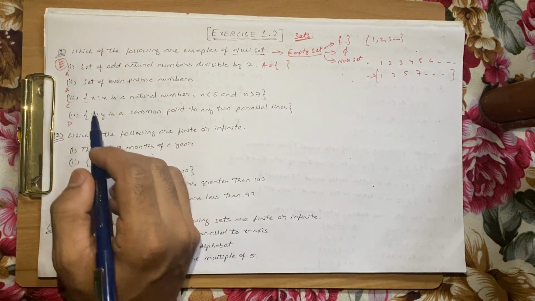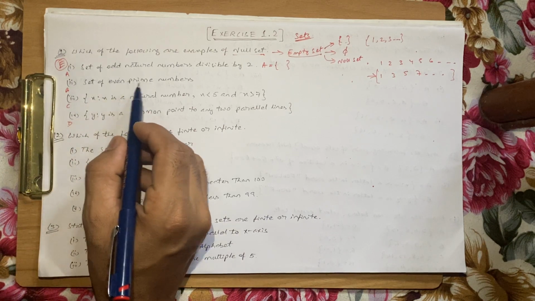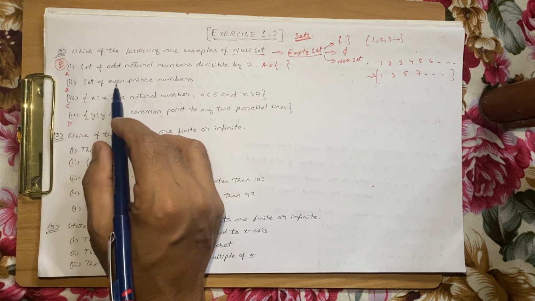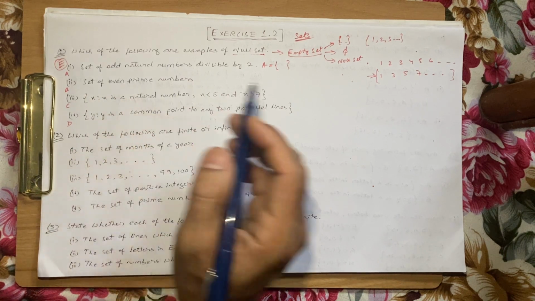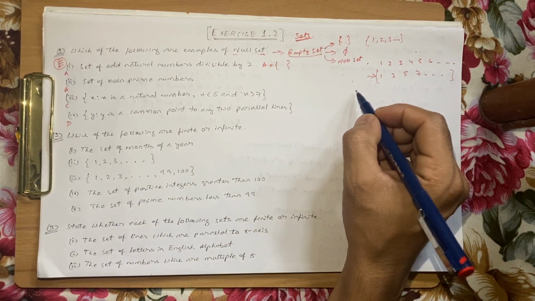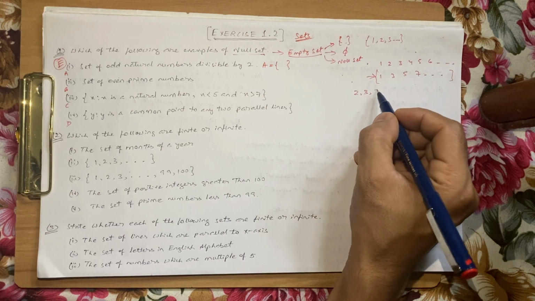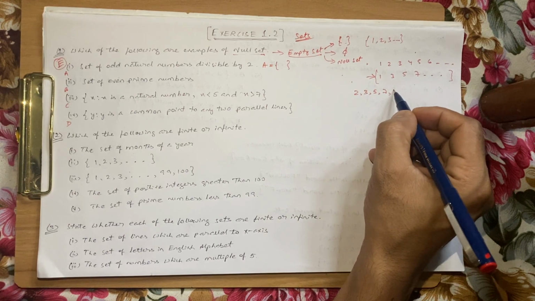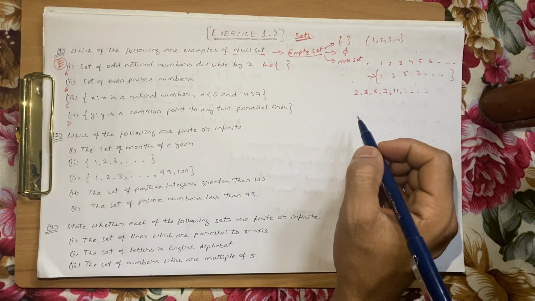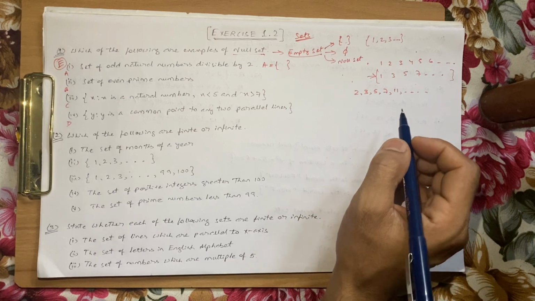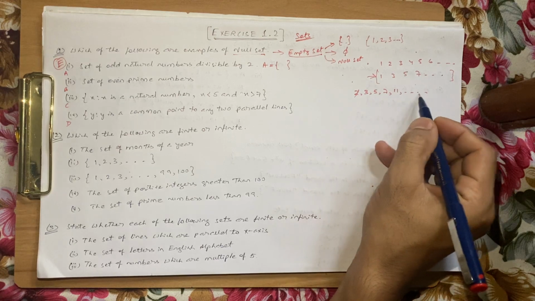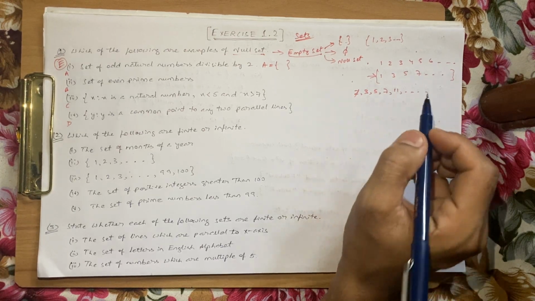I'll write E. Okay, now set of even prime numbers. It says a set of even as well as prime numbers. So what are the prime numbers? Let's try to list out the prime numbers. The first prime number is 2, then it's 3, then 5, then 7, then 11 and so on, right? This is a collection of all the prime numbers. It goes on. Now you must know that all the prime numbers except for 2 are what? Odd numbers. 2 is the only even prime number.